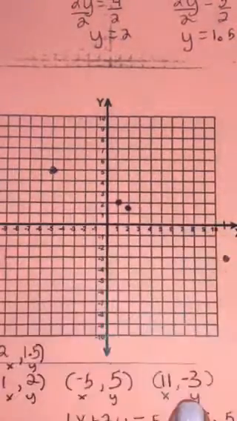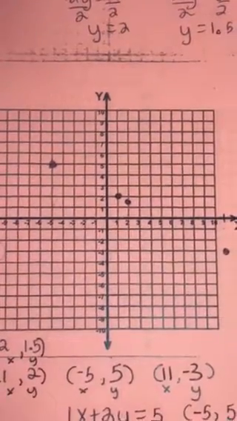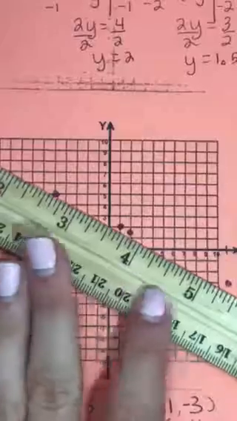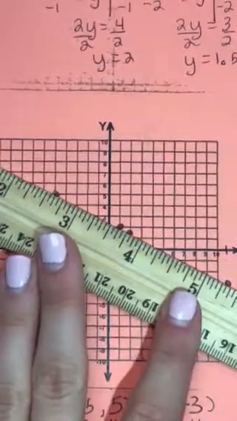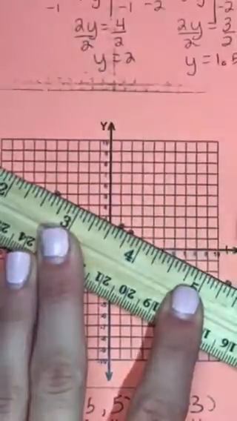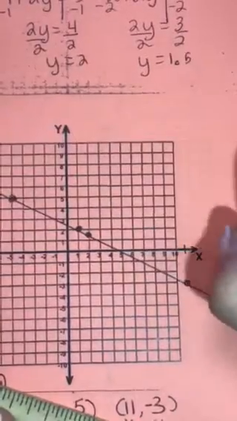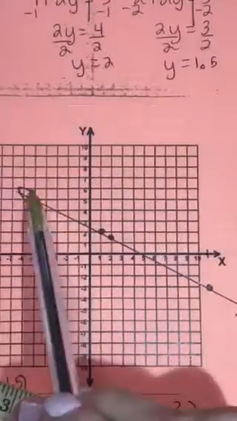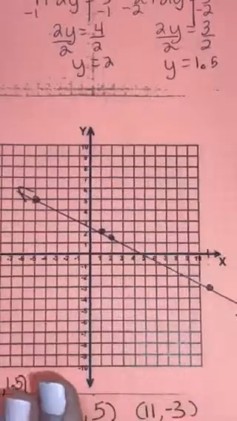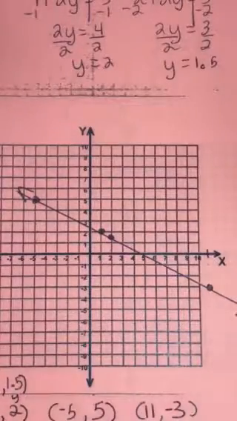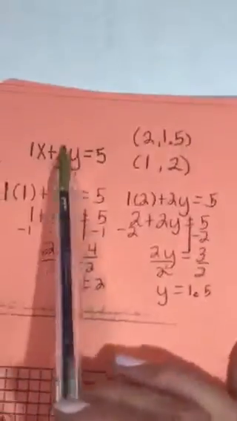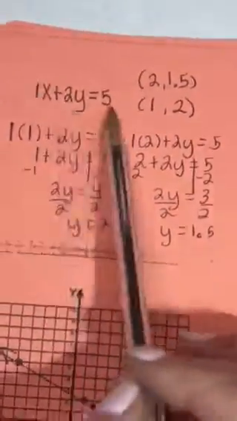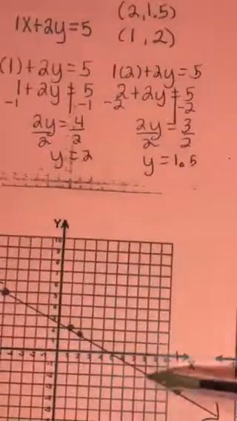If I've done this correctly, this should form a line. I'm going to go ahead and grab my ruler and show you that they do form a line. Okay? And now we have to remember, every single point on this line is a solution. So we're going to talk about this form of the equation that we've been working with. These are linear equations, which make a line.